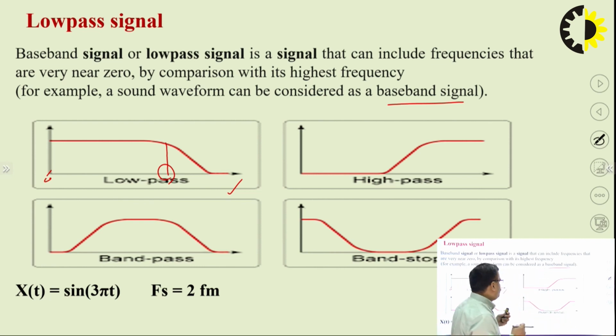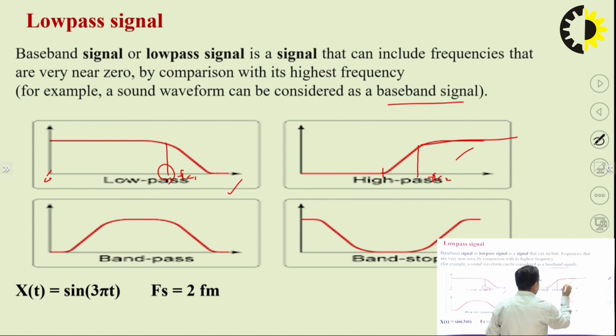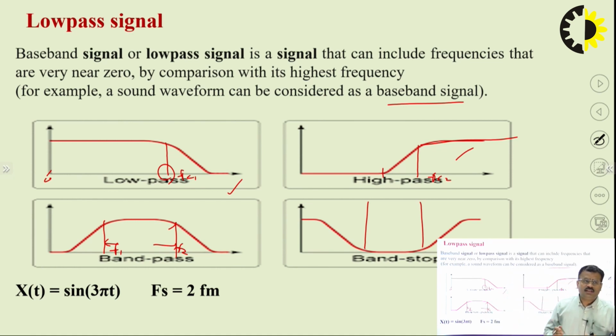Like the high pass signal, as we also study in the high pass filter, it passes from a high frequency onward, so the lower part will be cut off. Here is your cutoff frequency. Now a band pass signal passes through a particular band, from F1 to F2. Band stop only stops this band and the remaining will pass. So these are the different types of signal that depend upon their frequency ranges.